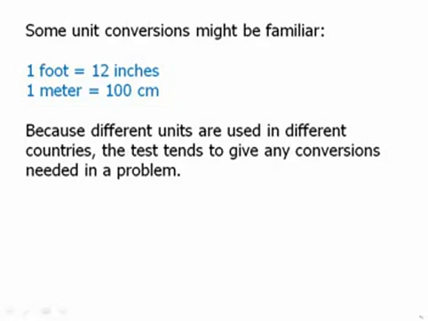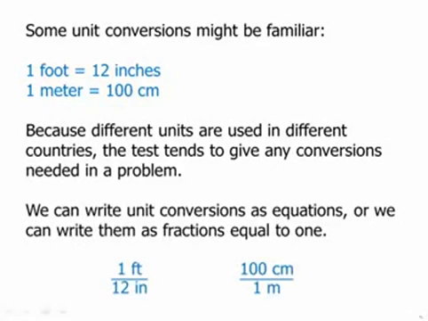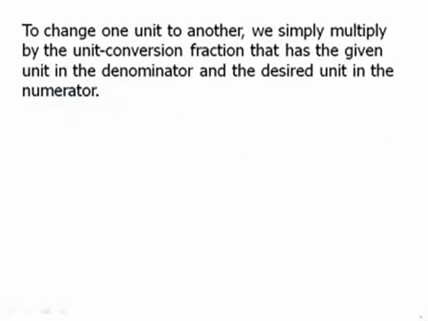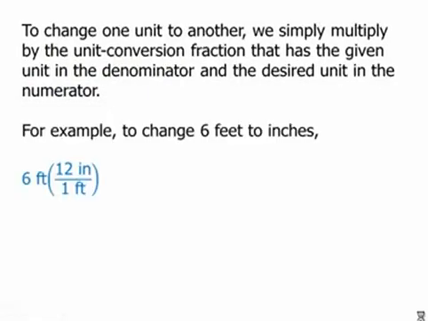Once you're given one of those equations, you can change it into a fraction. When we write them as a fraction, it's a fraction equal to 1, and that means we could multiply or divide anything by that fraction, and it wouldn't change its fundamental value. To change from one unit to another, we simply multiply by the unit conversion fraction that has the given unit in the denominator and the desired unit in the numerator.